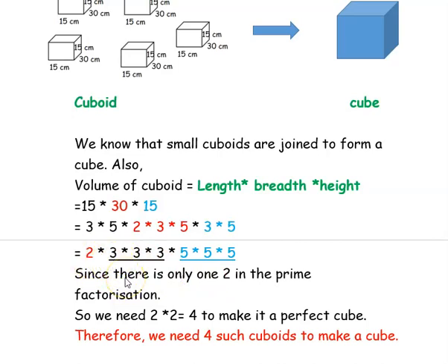But we need 2 into 2 into 2. Because we know that for a perfect cube, each factor should appear 3 times. So here we have 2 only once, 3 we have 3 times, 5 we have 3 times. But 2 we have only once. So we need two more 2's. That is, we need 2 into 2, that is 4, to make it a perfect cube. So we need 4 such cuboids to make a cube.